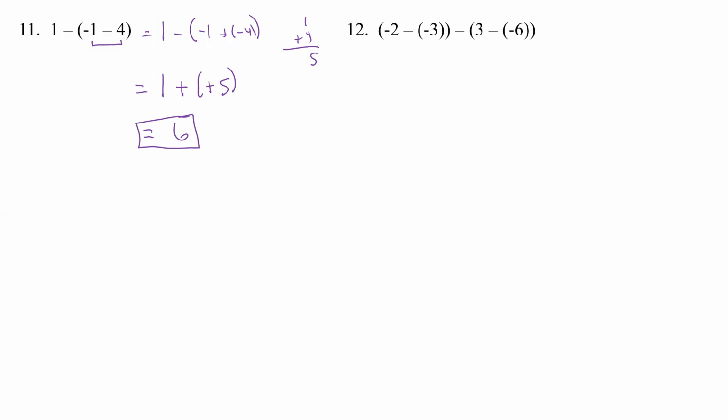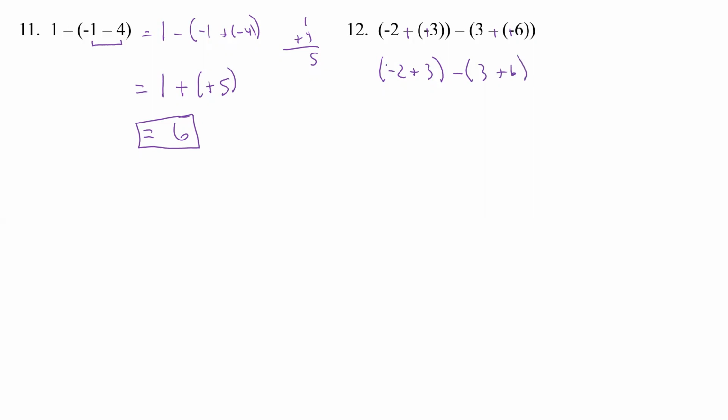All right, here we go on this one. We've got parentheses here. So let's work inside this. So a negative becomes positive here. And so we get negative 2 plus 3. And minus, well, this negative becomes positive 2. So we have 3 plus 6.